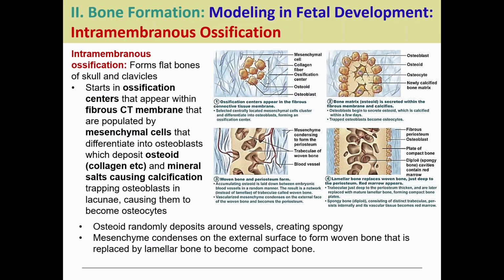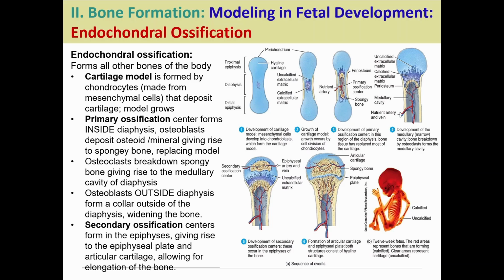So let's talk intramembranous ossification. Again, this forms the flat bones in the skull and the clavicles, or your collarbones. We start with ossification centers that appear within the fibrous connective tissue membrane. Again, those mesenchymal cells are the ones differentiating, either laying down collagen as the framework or differentiating into osteoblasts to be able to build bone. And the osteoid is going to be deposited randomly around these blood vessels, which gives us that weird spongy kind of look.